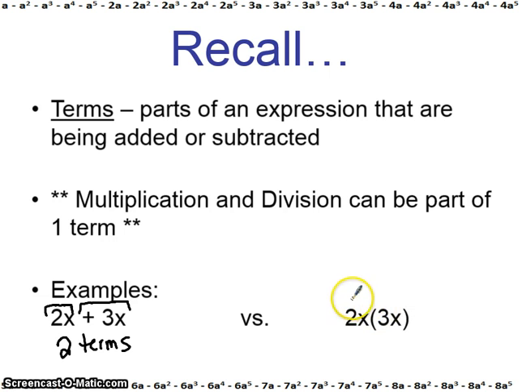In this expression we have 2x times 3x. This is one term, and we learned earlier in Unit 1, Part 2, that we can simplify this. 2 times 3 is 6. x, which is x to the first, times x to the first makes x squared. So you can see if you look at it this way, it does look like one term.